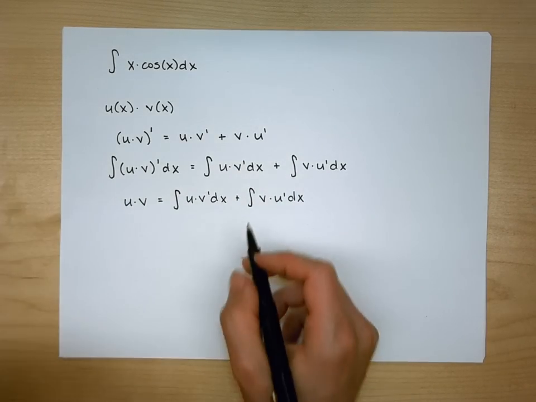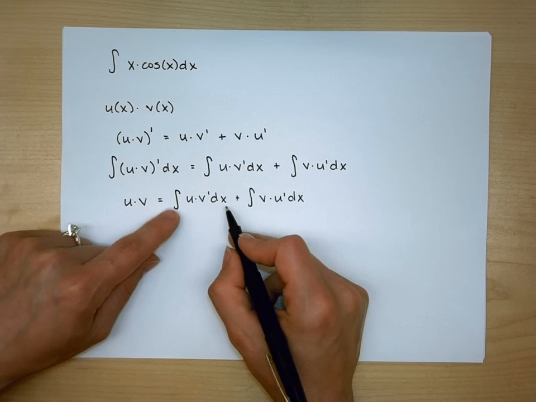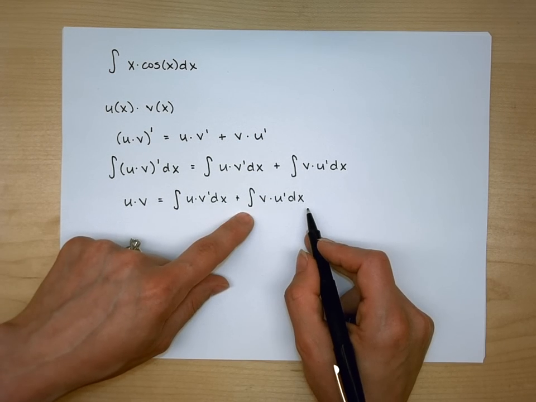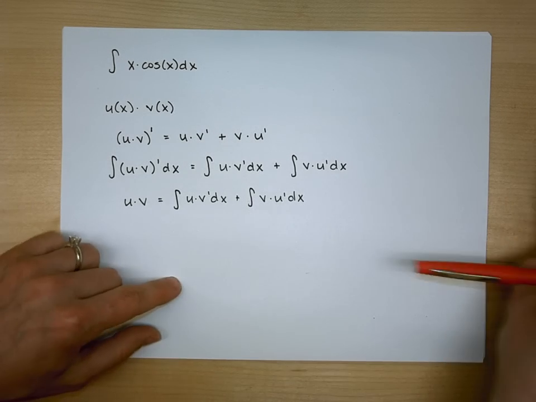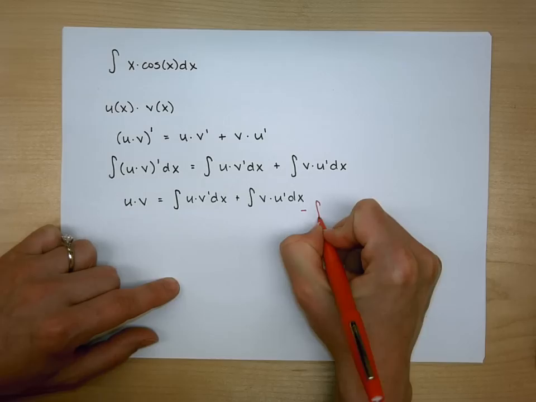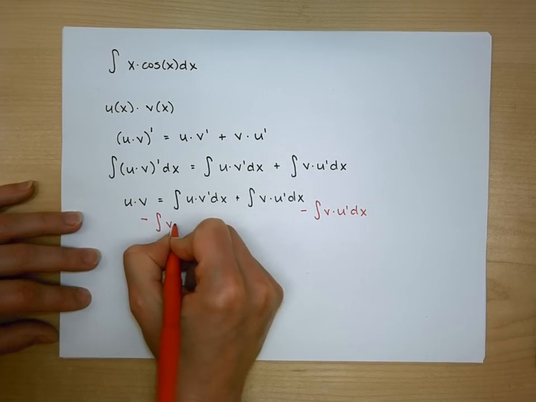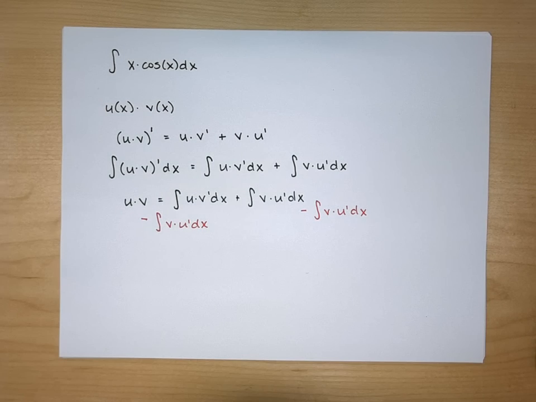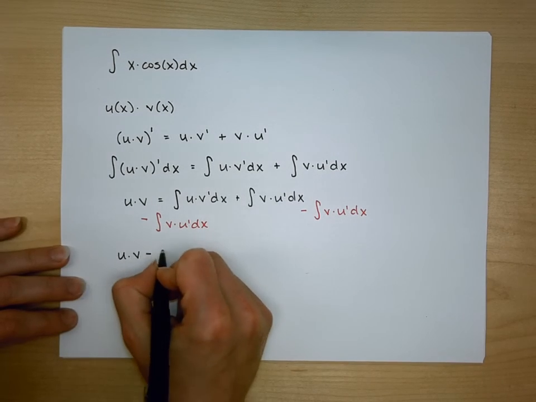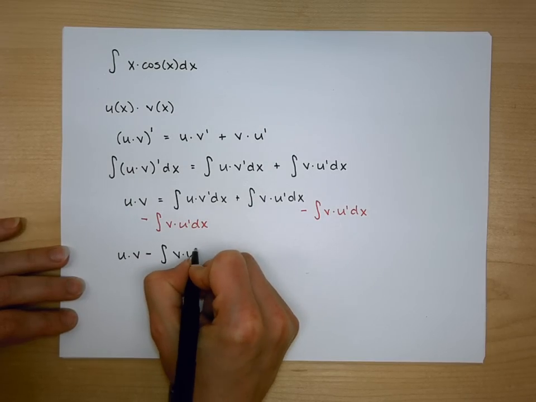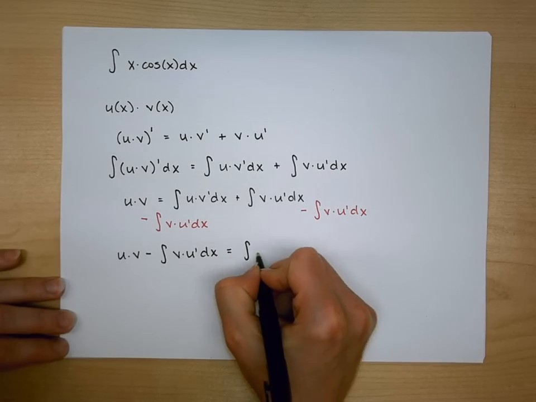Now, notice that one of these things is kind of like what I have up here. So I'm going to solve for one of these, just so I have it on one side. I'm going to subtract the integral of v u prime from both sides. That would give us on the left uv minus the integral of v u prime equals, and I would just be left with this piece over here.